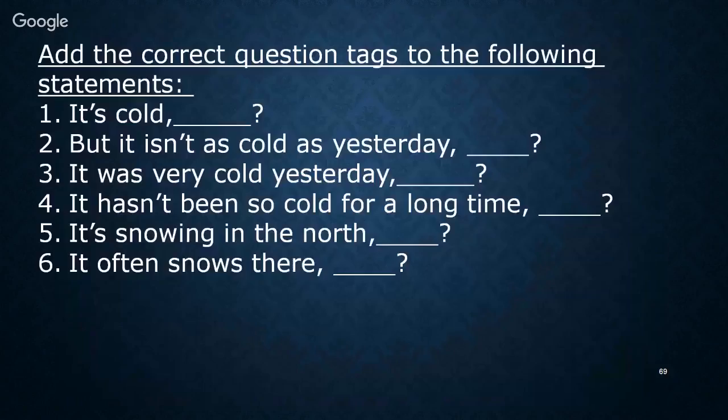And the correct question tags: It's cold, isn't it? But it isn't as cold as yesterday, was it? It was very cold yesterday, wasn't it? It hasn't been so cold for a long time, has it? It's snowing in the north, isn't it? It often snows there, doesn't it?